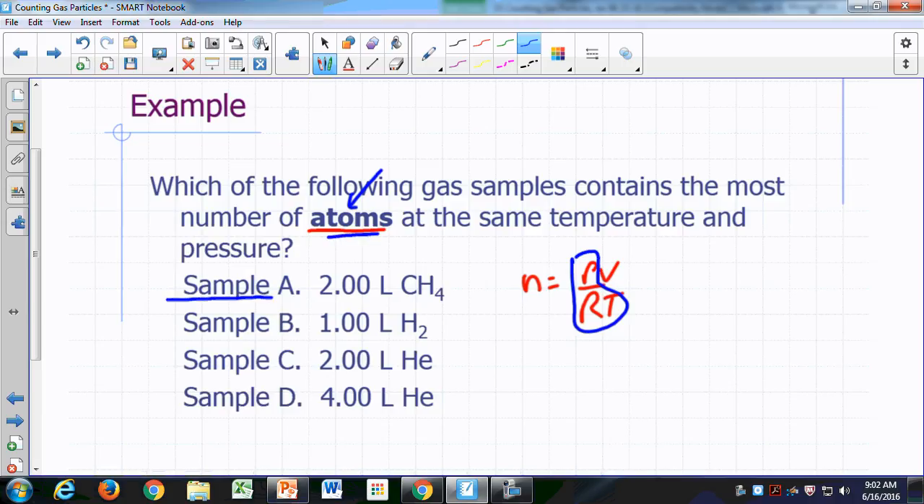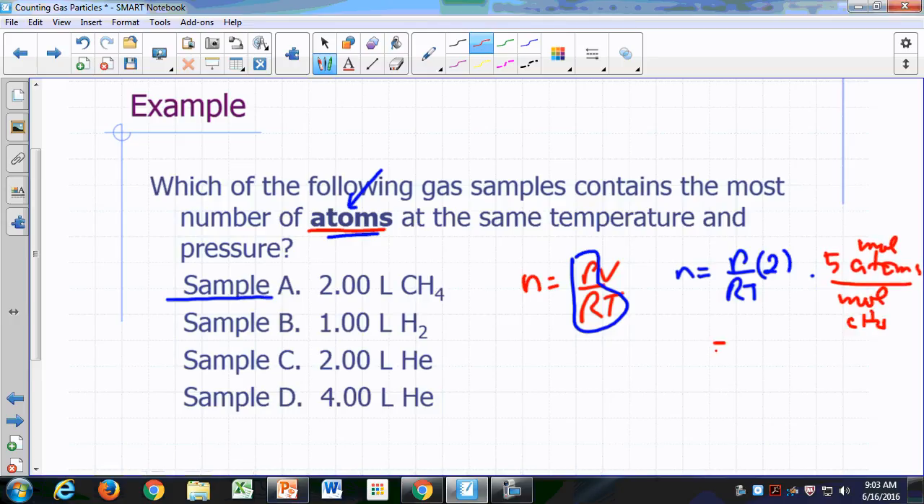Let's say sample A: your n is equal to P over RT times V, where V is 2 liters. So let's just say 2 liters there, times 5 atoms per molecule, right? 5 moles of atoms per mole of molecules. So that gives you 10 P over RT. Let's just call P over RT as X. So that's going to be 10X.